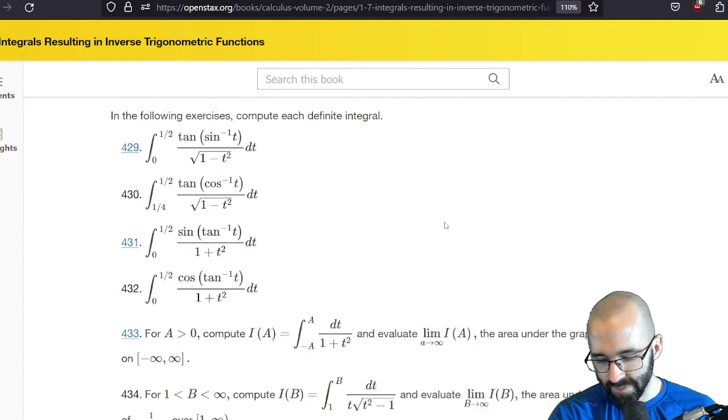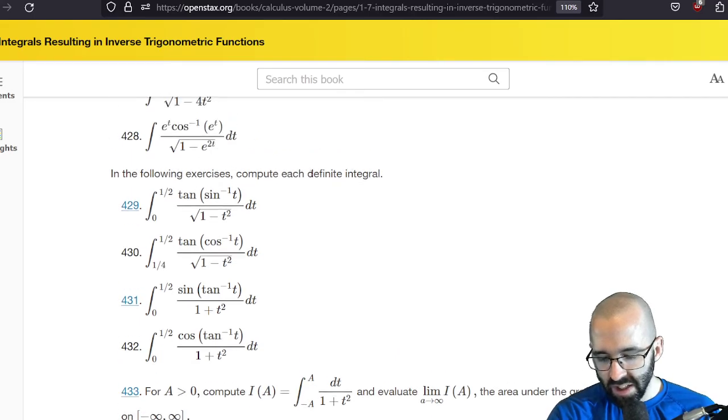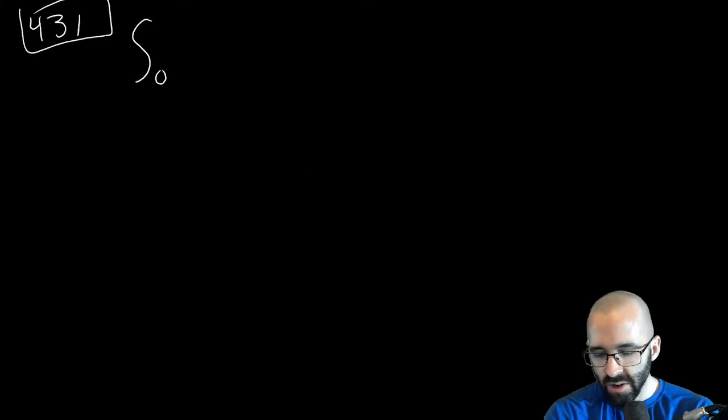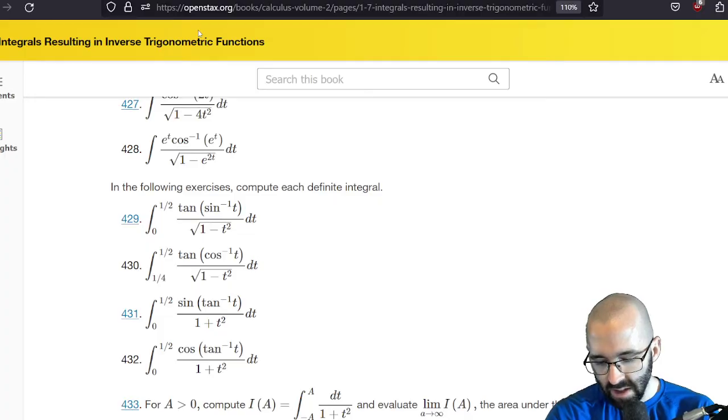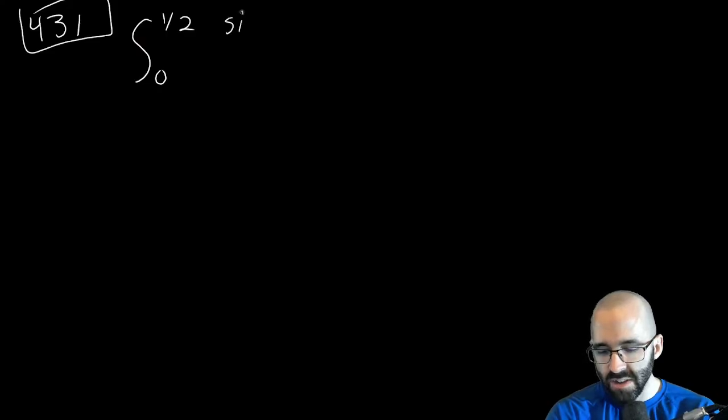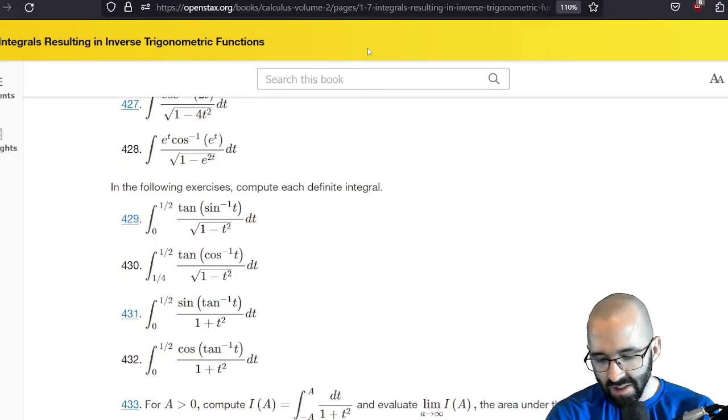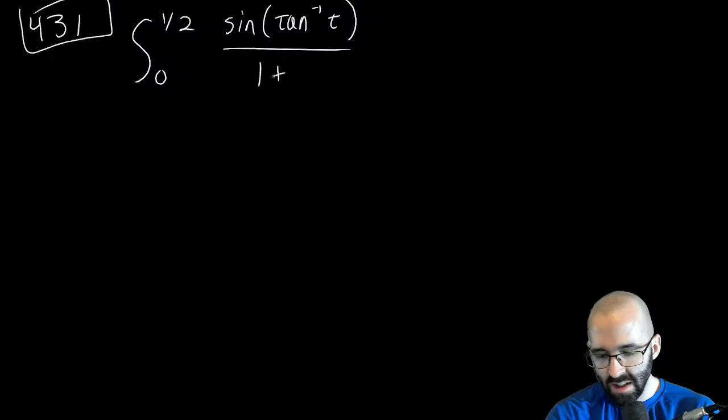431. Compute each definite integral. The integral from 0 to 1/2 of sine of inverse tangent. Okay, now we're getting somewhere. Now we're getting something fun. Sine of, whoa, sine of inverse tangent over 1 plus t squared dt.